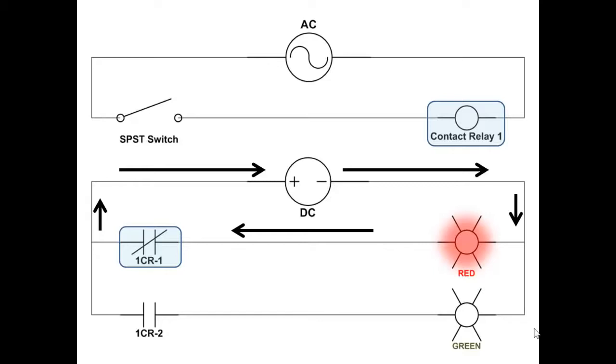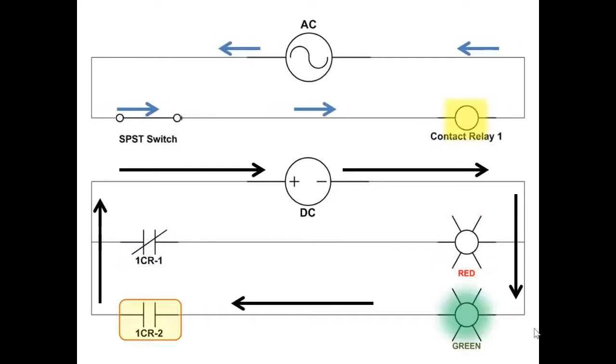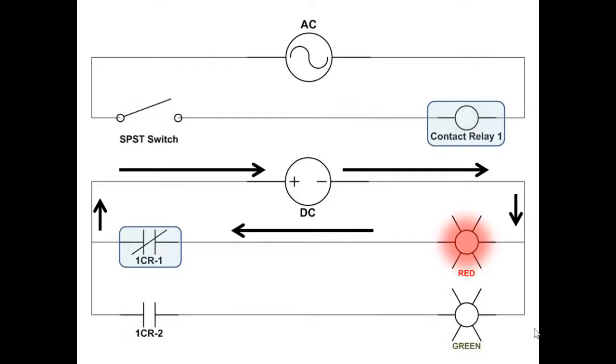However, when we power the contact relay, in other words, when we close the single pole, single throw switch up there and energize the contact relay, that is going to pull the armature down. It's going to open 1CR-1 and close 1CR-2. And then if we open the single pole, single throw switch, the spring is going to pull the moving contacts back up to the normally closed 1CR-1. Red LED goes back on. It opened 1CR-2 and the green LED is no longer illuminated.